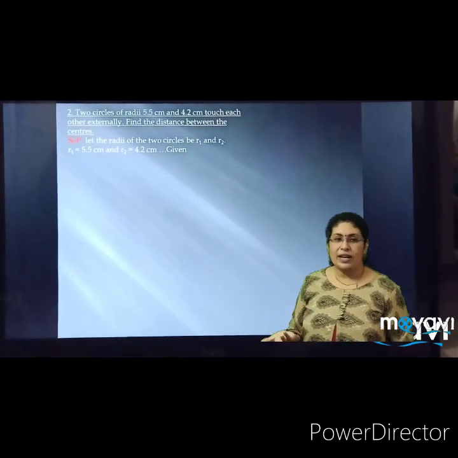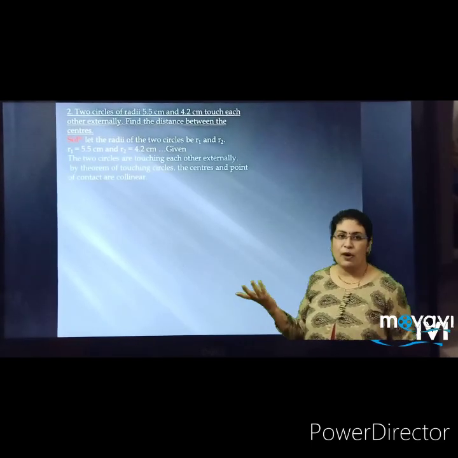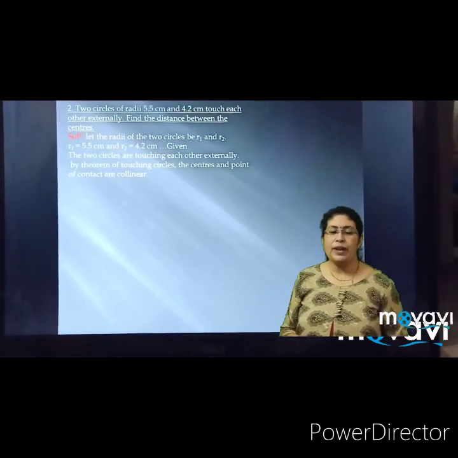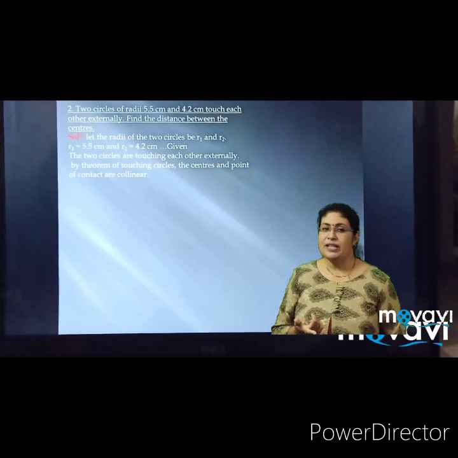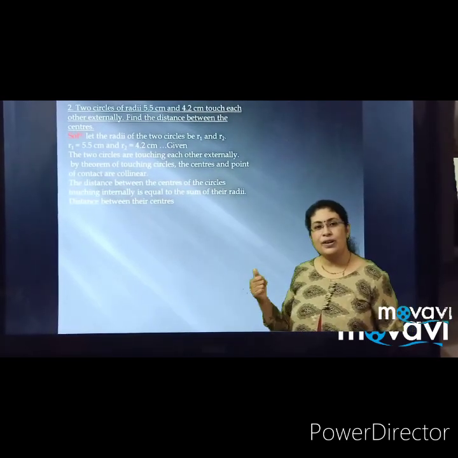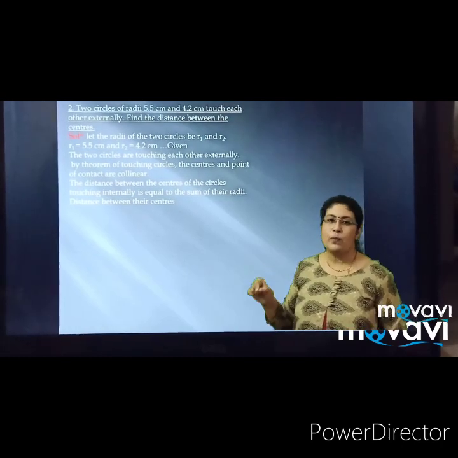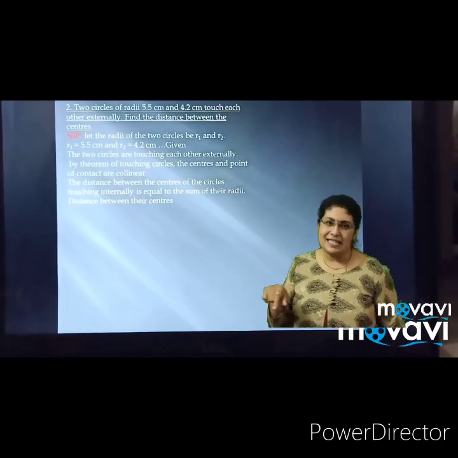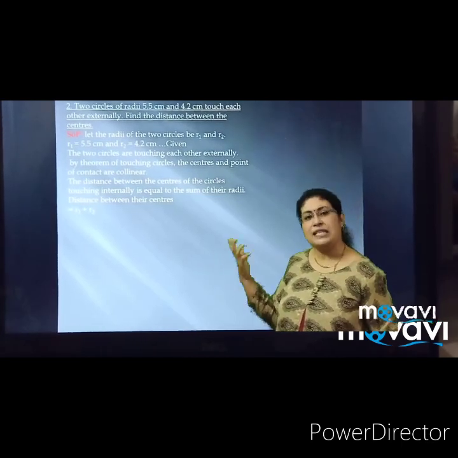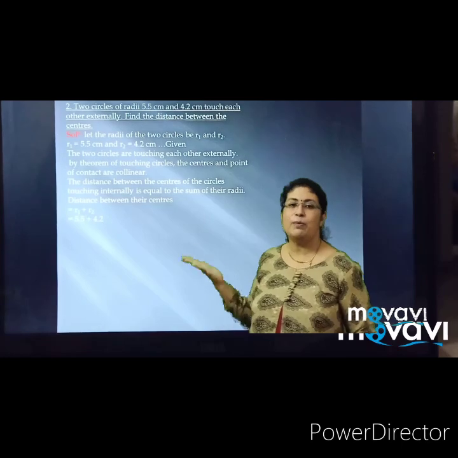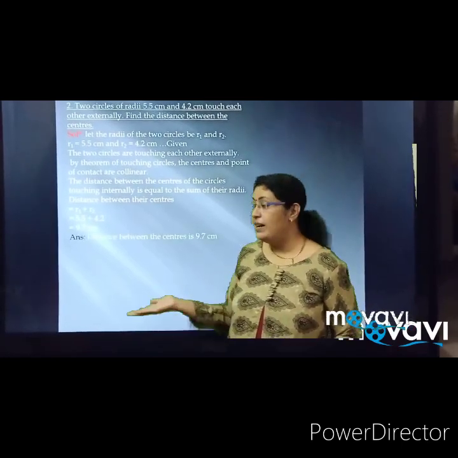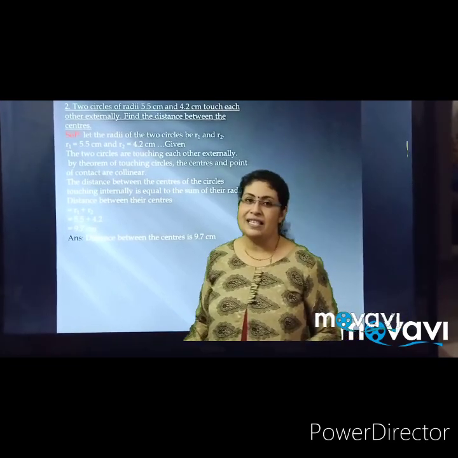The next point is that the points are collinear, as I have written in my solution. Now what will be the distance between their centers? They are touching externally, so you are going to add. The distance will be equal to the sum of their radii, so naturally distance is R1 plus R2, that is 5.5 centimeters plus 4.2 centimeters, which is 9.7 centimeters. Again, do not forget to write the answer statement.